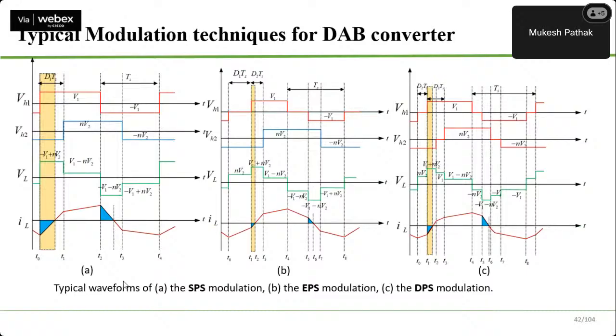These figures show different modulation techniques: SPS, single phase shift, extended phase shift, and dual phase shift. We can see here the backflow in the first case is more. In the second and third cases it is reduced. The third case is much smaller as compared to all of them, but there is a significant improvement in the backflow power in the second case as compared to the first case. And the peak current is also reduced in both these cases.